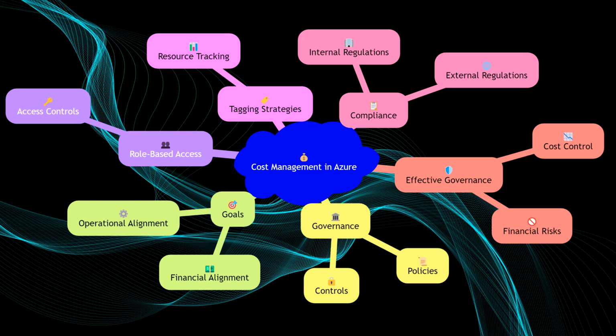Cost management in Azure is closely tied to governance and compliance. Organizations need to establish policies and controls to ensure that cloud spending aligns with their financial and operational goals. This includes setting up role-based access controls, implementing tagging strategies for resource tracking, and ensuring compliance with internal and external regulations. Effective governance helps in maintaining control over cloud costs and avoiding financial risks.